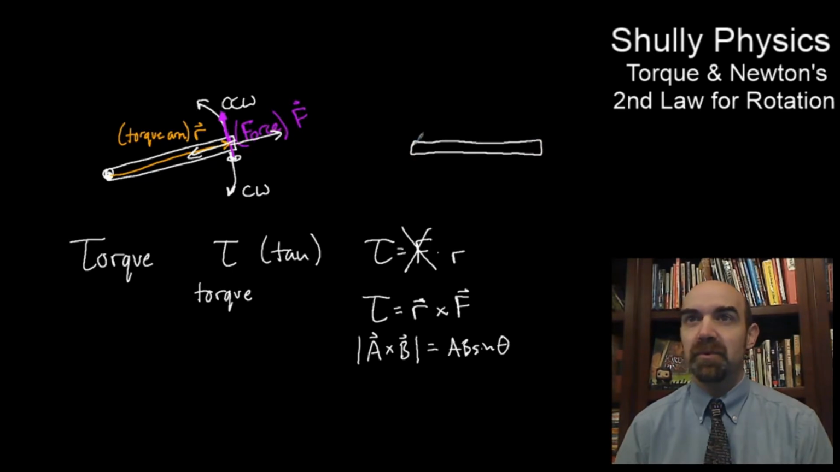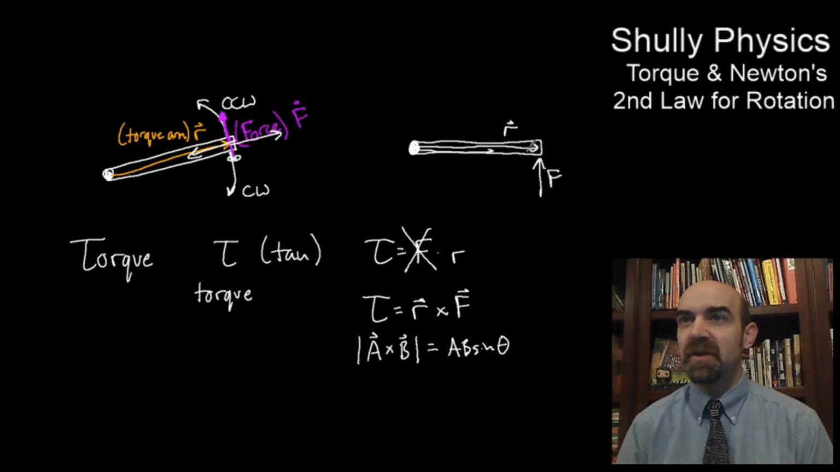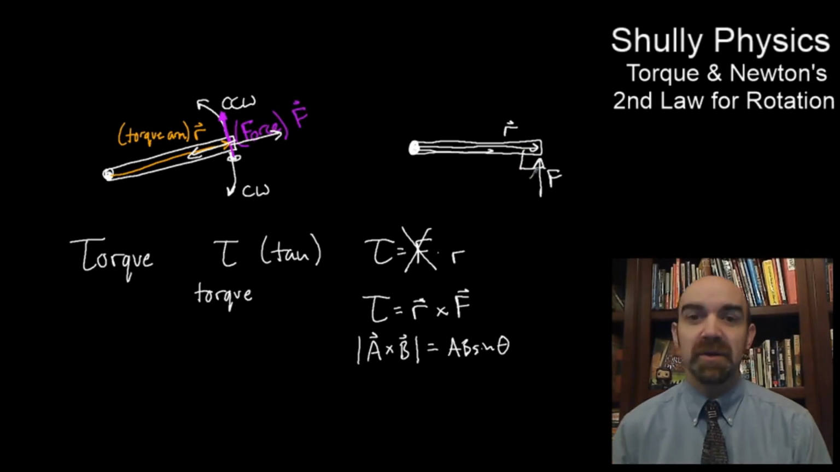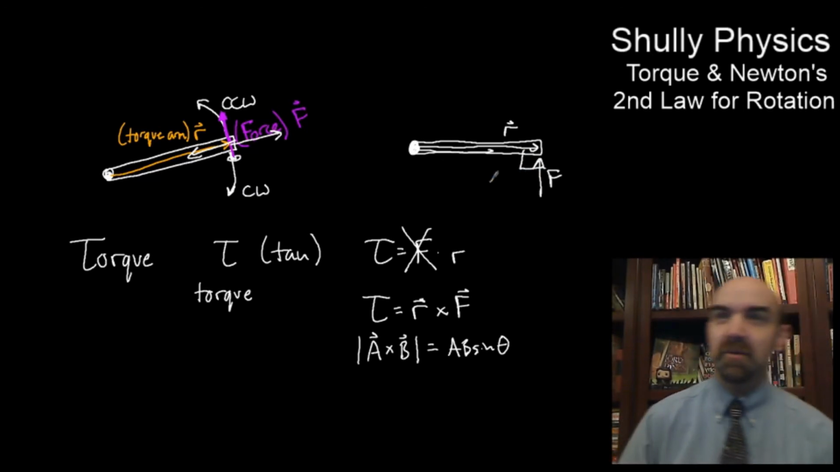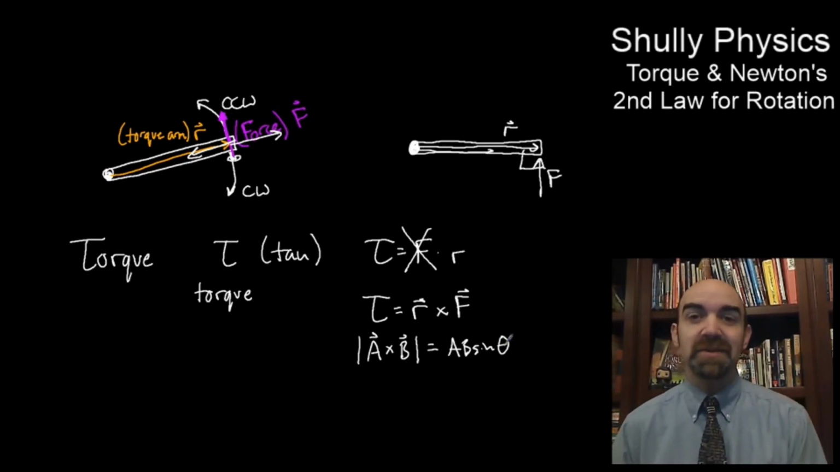We'll start with that board anew and a rotation axis. If this is the force and our torque arm is extending from here out to this point, there's our torque arm. There is an angle between these two of 90 degrees, so it works out really well. A sine of 90 would be 1. It would be the greatest amount of torque that you could put on an object if you apply a force perpendicular to its torque arm.